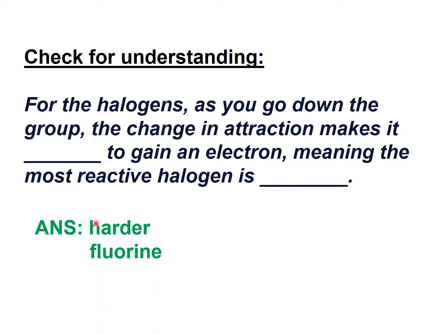Make sure we've read the sentence. It's asking you for the most reactive halogen. We know that as you go down the group, the reactivity decreases. So therefore, the most reactive halogen must be the halogen at the top of the group, which is fluorine. If you did not get this correct, pause the video, correct your answers now, and watch my exposition.